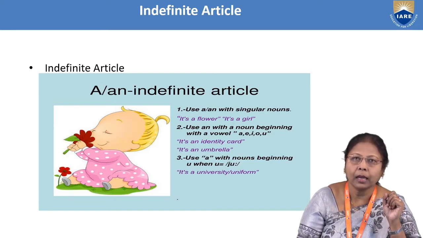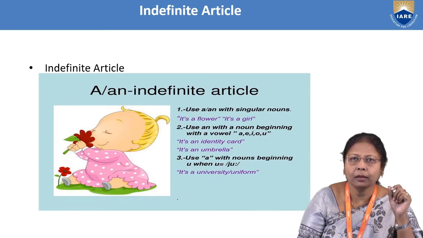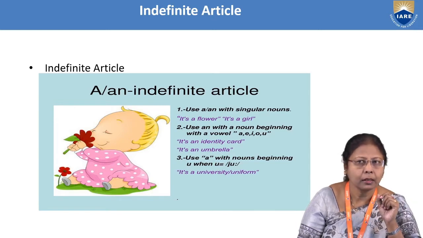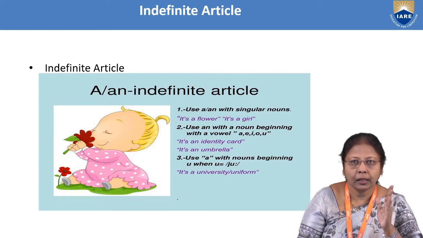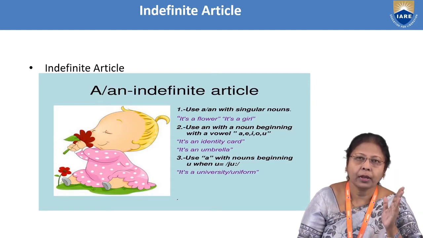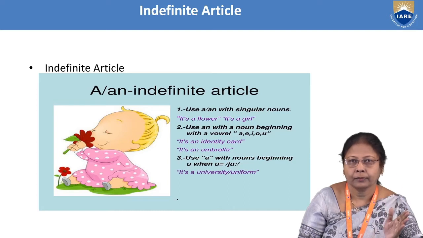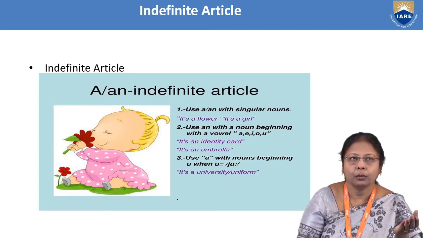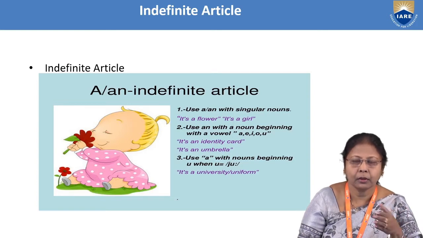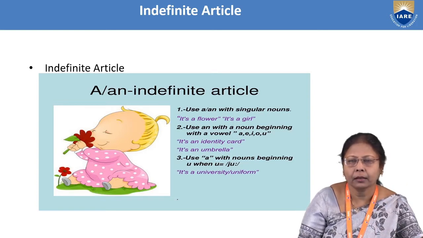And use an with a noun beginning with a vowel. What are the vowels here? A, we can use the sound a, e, i, o, u. These are vowels. Before these vowels, we have to go with the article an. Moreover, we can use a with nouns beginning with a u, as we will discuss in detail in a later slide.